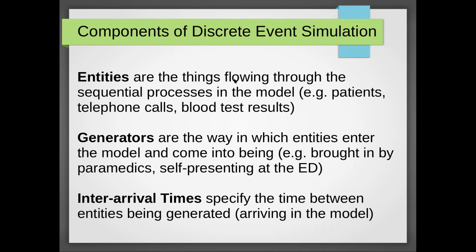Then we've got generators. Generators are basically the way in which entities enter the model and come into being. So these are the entrances to your model. In the case of the ED, for example, there might be different ways in which patients can enter the ED. They might be brought in by paramedics, they might self-present at the ED, etc. Now, it may be that we don't need to capture those separate ways of coming in. It may not make any difference for the model. Remember back to the first session, we talked about trying to capture the level of detail that would make a difference for your question. So you only go as detailed as you need to in order to answer your question. But it might be that those things are important because they'll have different arrival rates, for example.